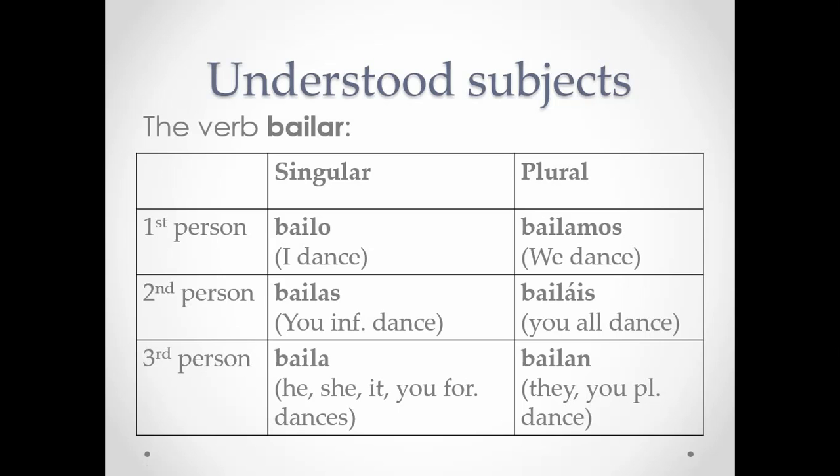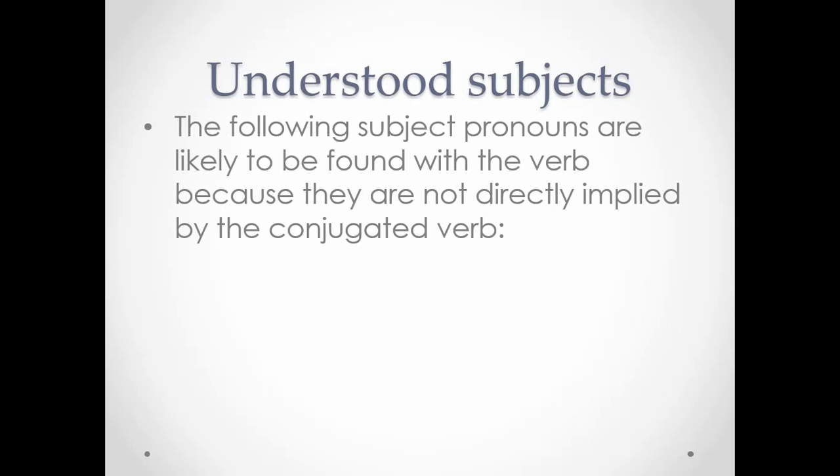Now notice that in that third person form, we've got multiple possibilities for our understood subject. So there could be room for ambiguity or confusion. Therefore, the following subject pronouns are likely to be found with the verb because they are not directly implied by the conjugated verb. It's all of the third person pronouns.